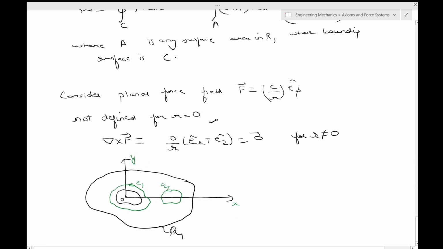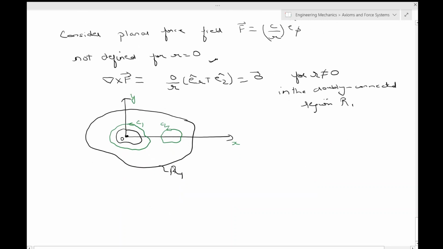Now this is a planar force. You have calculated the curl. This is the region R1. Clearly it's not defined at r equal to 0, so we are not getting into this special point, r equal to 0. Now this curl is equal to 0 for all values of r not equal to 0 in the doubly connected region R1.